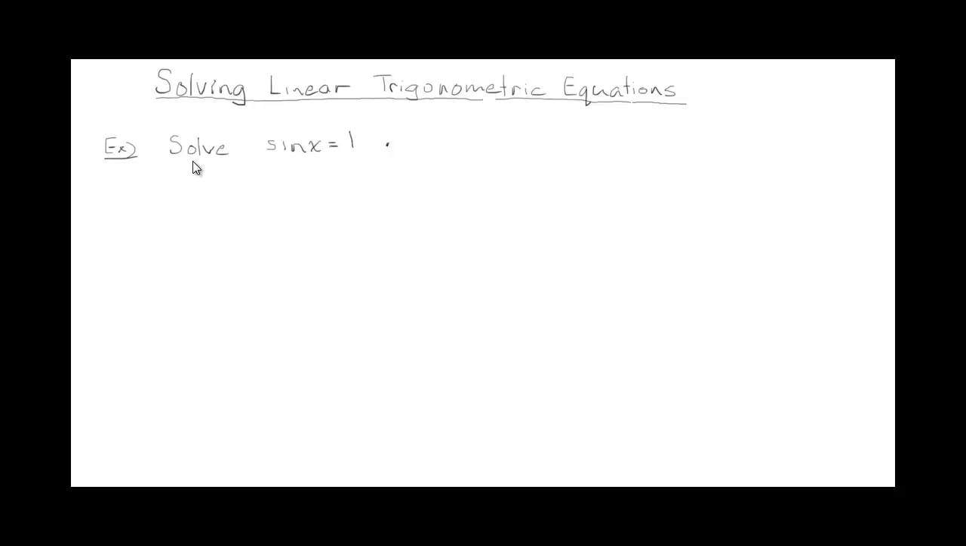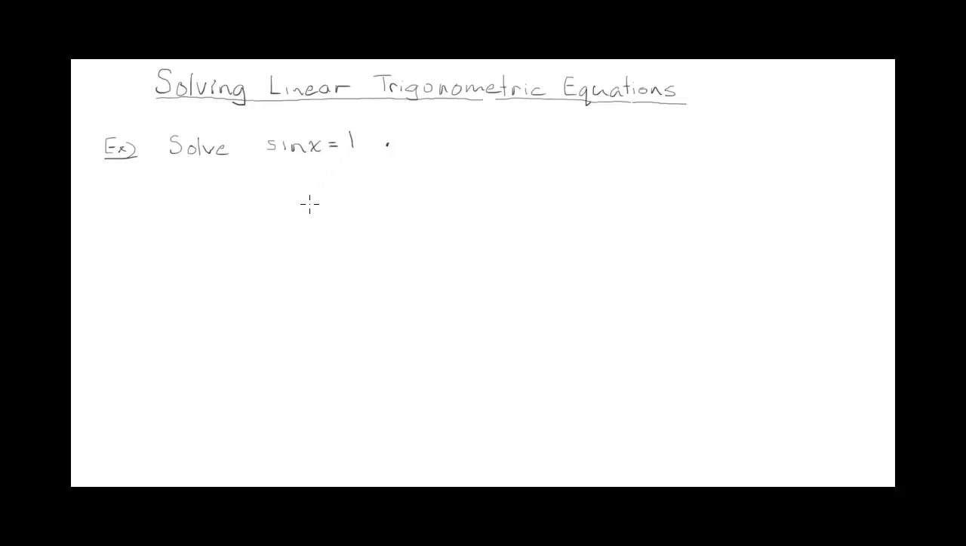Alright, in this video I'm going to look at solving a linear trigonometric equation. Linear just meaning there won't be any squares, cubes, any powers in the equation. So this is an example right here of a trigonometric equation, sine x equals 1. What we mean when we say to solve an equation is to find the values of x which make this true.